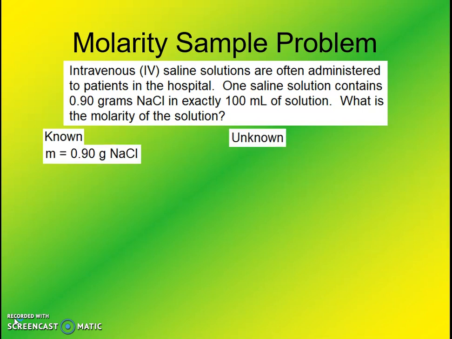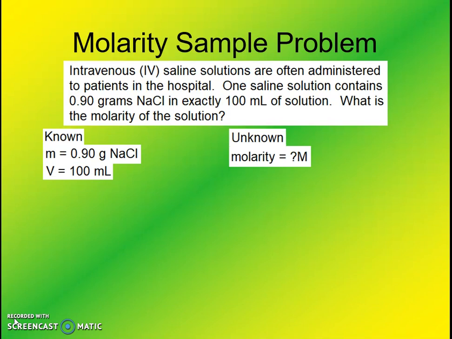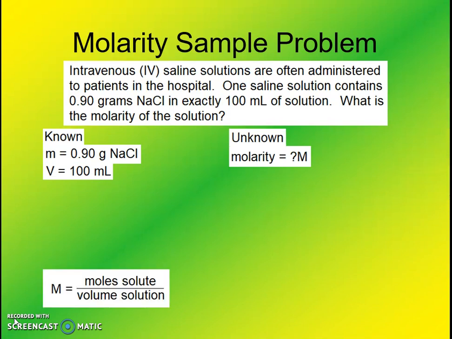Well, I know I have 0.90 grams of sodium chloride, and I know I have 100 milliliters of solution, and I'm trying to solve for molarity. And the equation I have for molarity is moles of solute divided by volume of solution, and I have neither of those right now. So we have to do a little bit of work in converting these into better units for us. So we take our 0.90 grams of sodium chloride, we're going to put it over 1, and we're going to convert these into moles because that's my solute, and I need my solute in moles.